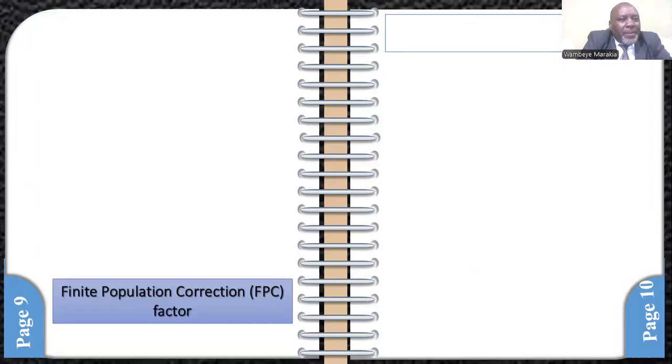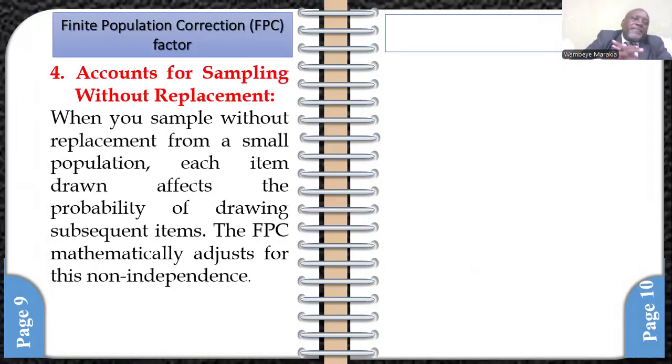Number 4, which is our last point: the FPC, or finite population correction, accounts for sampling without replacement. When you sample without replacement from a small population, each item drawn affects the probability of drawing subsequent items. The FPC mathematically adjusts for this non-independence.